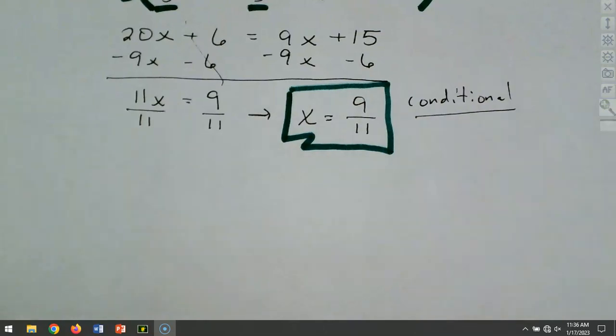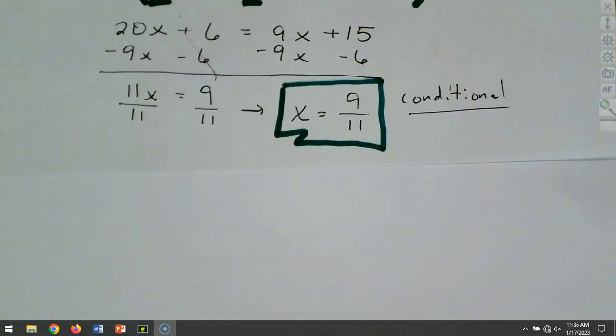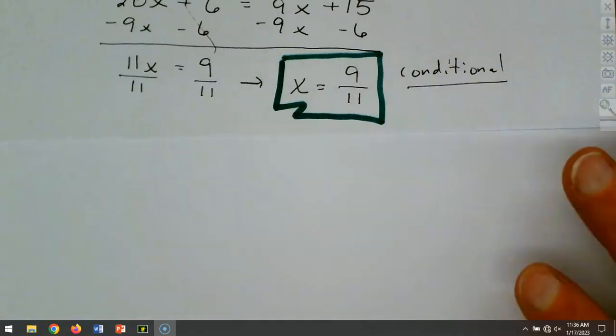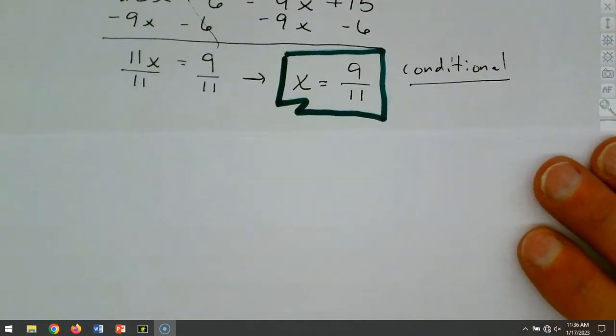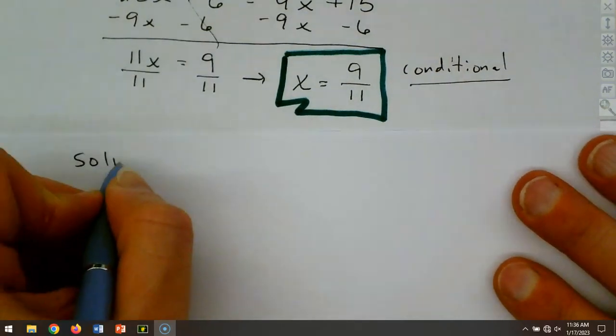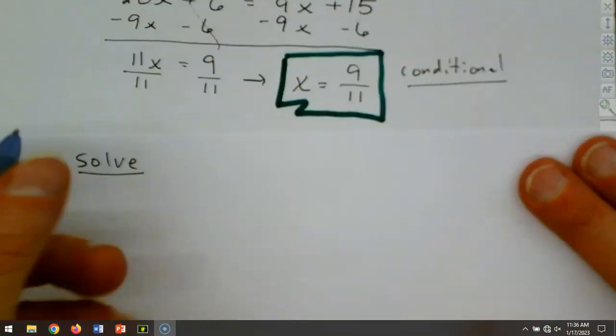Let's do another one. I want to do one more with fractions like this. And then we'll talk about how to use cross multiplication to clear out fractions as well. Okay, so let's do another one of these. And I'll just change up the numbers. And again, the directions are going to be solved. So how about I have you solve this one?